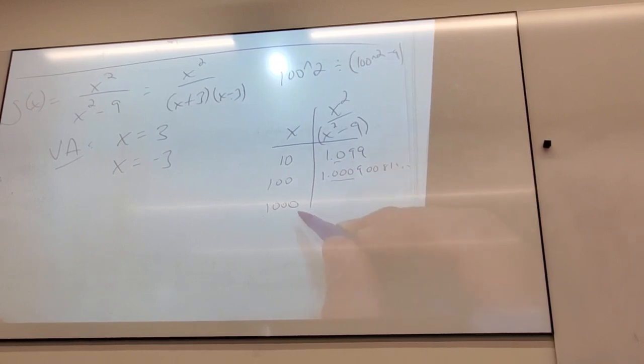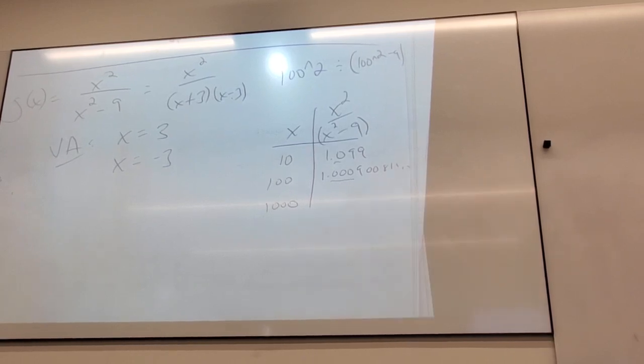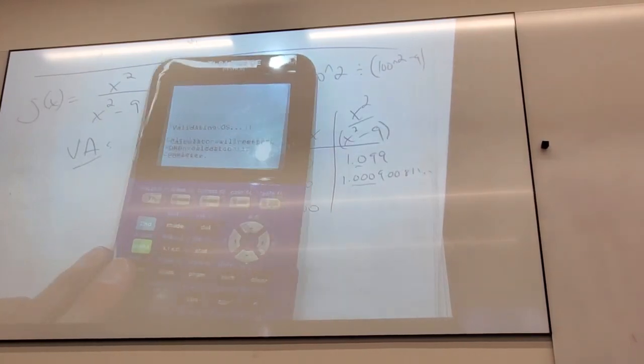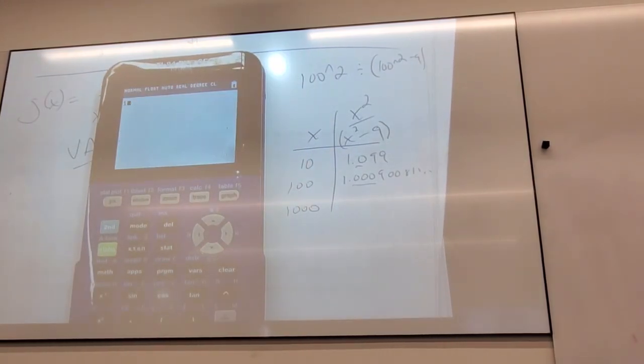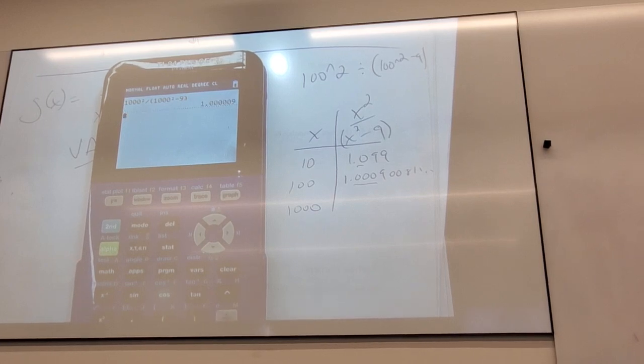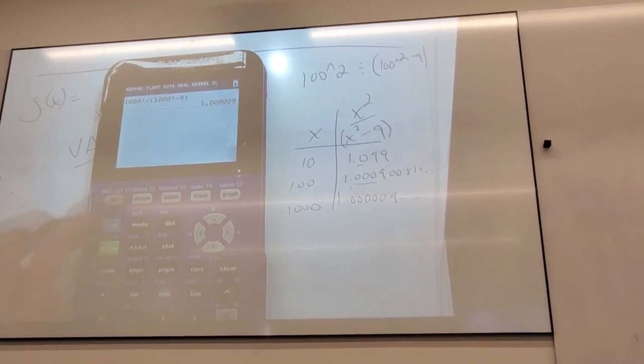So if you put 1,000 in, does anyone have that for me? I'm curious what your calculator does. Just in case anybody's having trouble, put this in your calculator. I'll do 1,000. Oh, neat. Okay. 1,000 squared divided by 1,000 squared minus 9. 1.000009, blah, blah, blah.